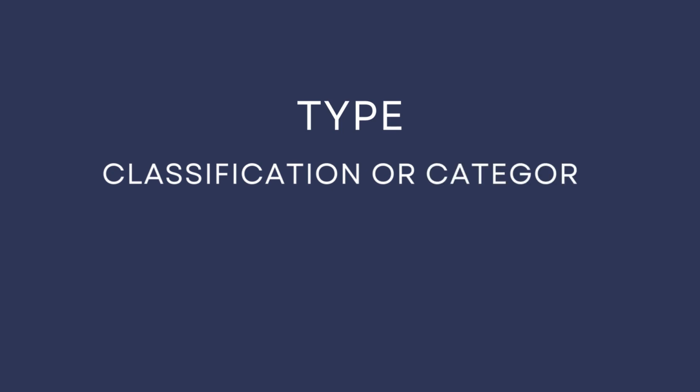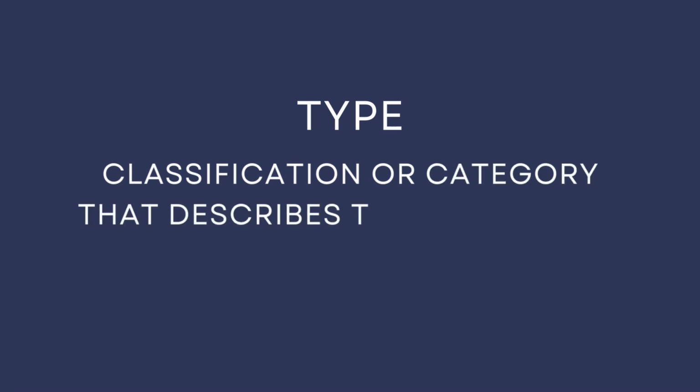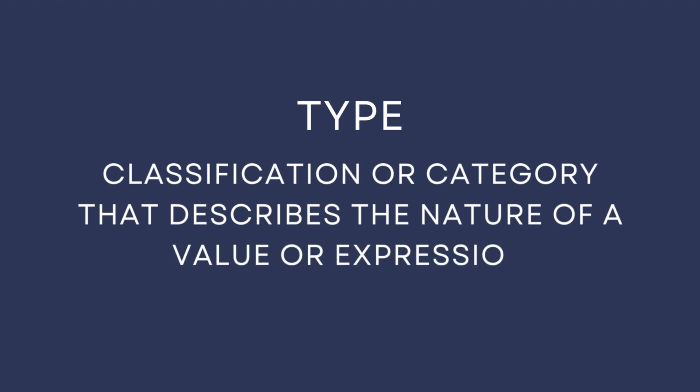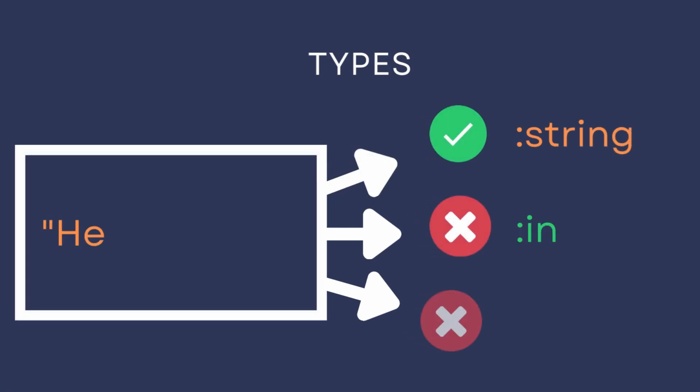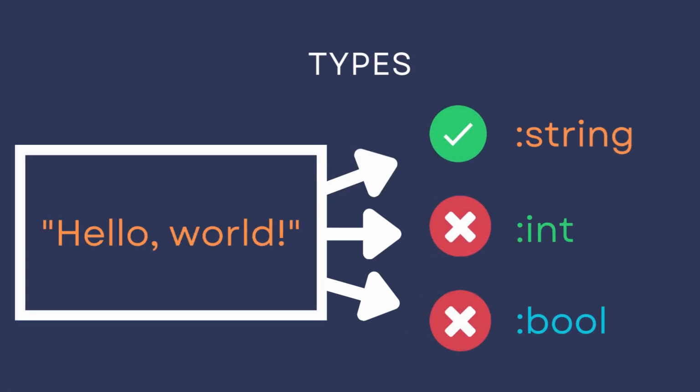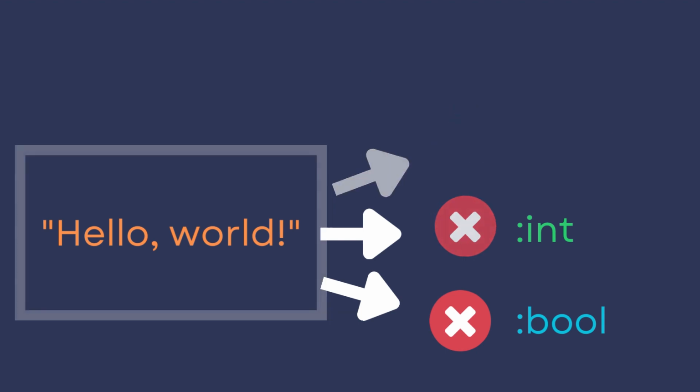In programming, a type is essentially a classification or category that describes the nature of a value or expression. Types are used to define the structure and behavior of data within a program. They allow programmers to specify what kinds of values can be assigned to variables, passed as arguments to functions, and returned as results from functions.